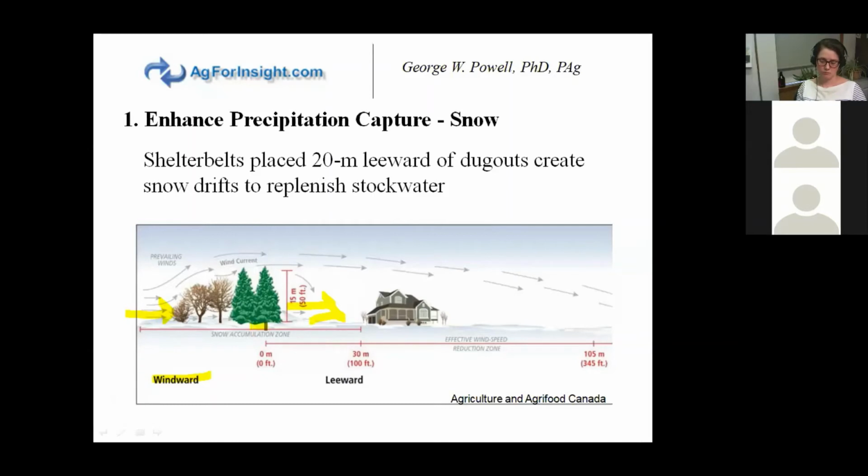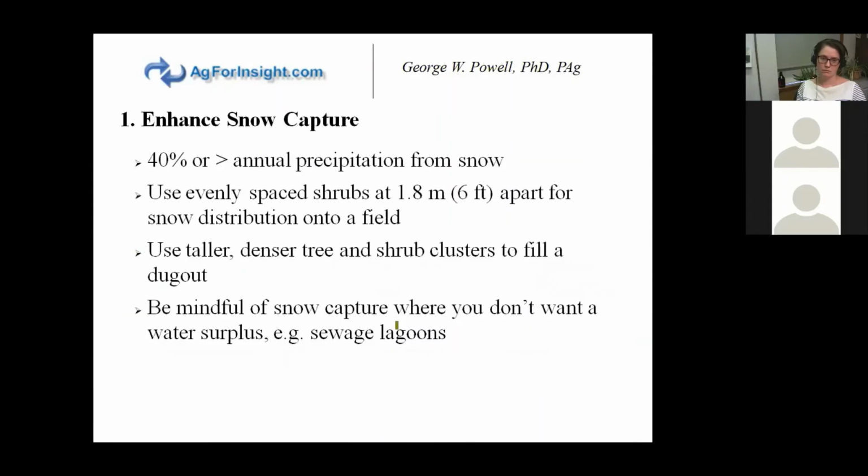So that zone from the shelter belt out about 20 meters will capture and hold snowfall that's being carried by the wind. So as you slow the wind, it loses energy. Less energy means less ability to carry objects, and that snow just drops out. This is important because 40% or more of the annual precipitation in the central interior BC comes from snow. So there's a large opportunity to hold that water and use it once it melts in the springtime.